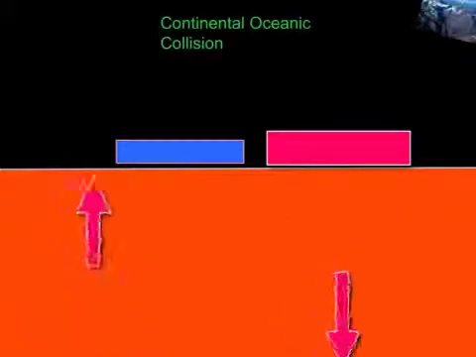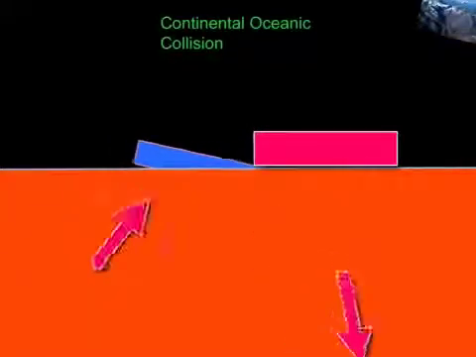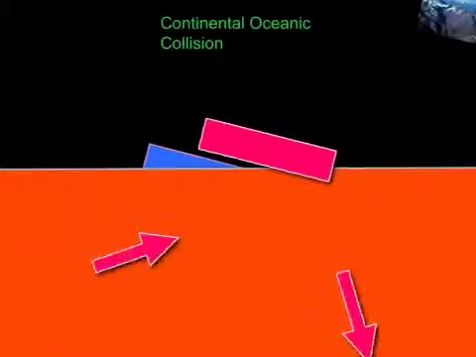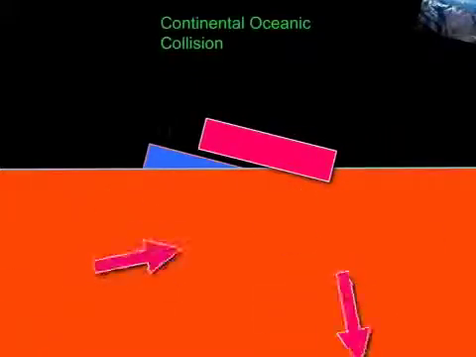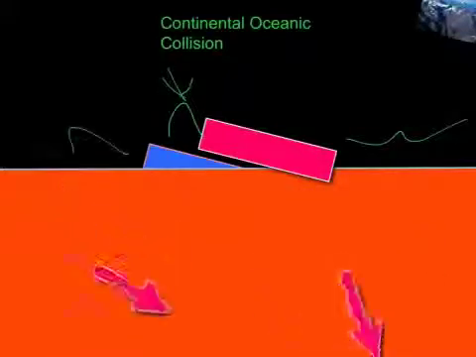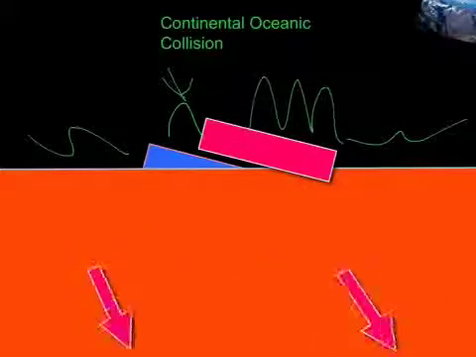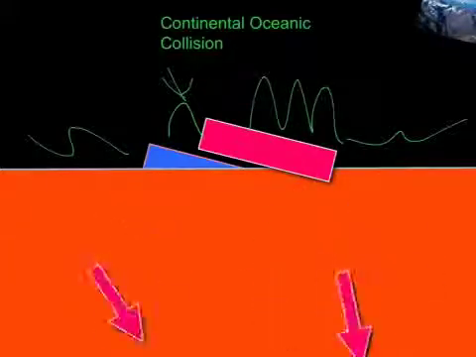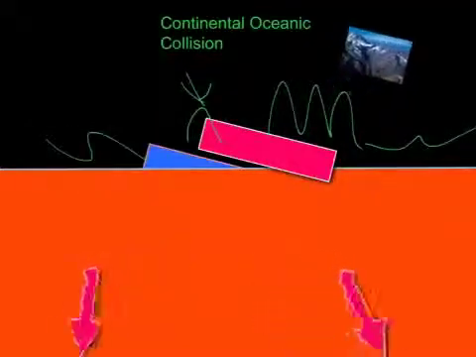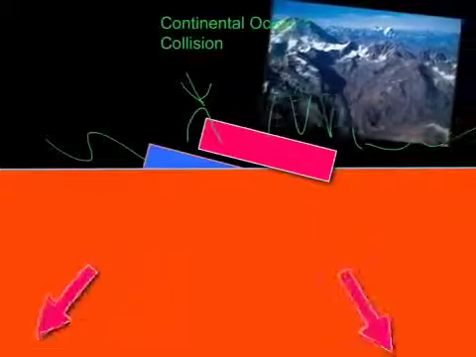So, when the two plates collide, the oceanic plate will subduct down under, and the continental plate will rise to the top, forming volcanoes and earthquakes, and also mountains. The most common phenomena for oceanic-continental collision are the Andes Mountains.